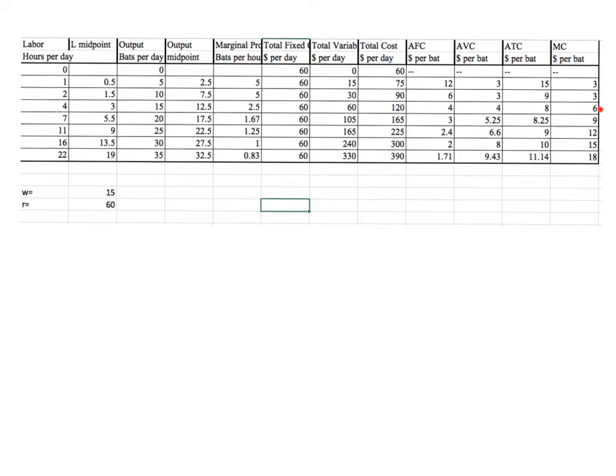It costs us $6 a bat to get $10 a bat. That's a good deal for us. Should we increase output to 20? Yeah. Even spending $9 to make a bat makes sense if we can turn around and sell it for 10. However, increasing output to 25 would not be wise. It would cost us $12 a bat to turn around and sell it for only $10. We'd be losing money with every bat, and we wouldn't do that. So our answer, by just looking at this table, is produce 20 bats if we care about maximizing profits.